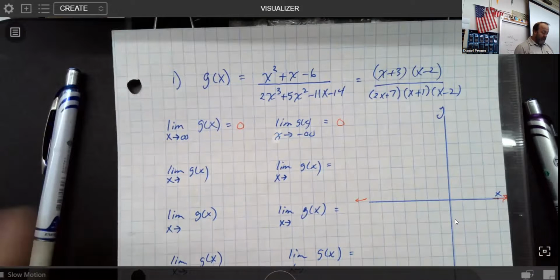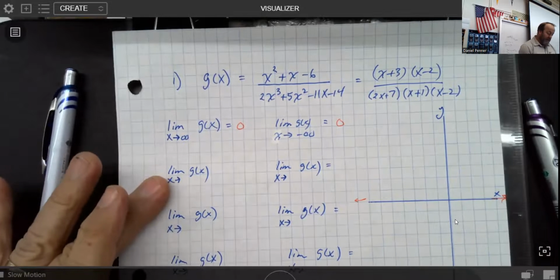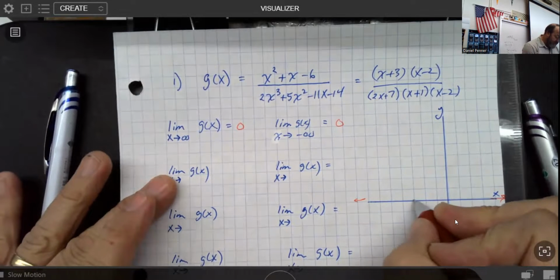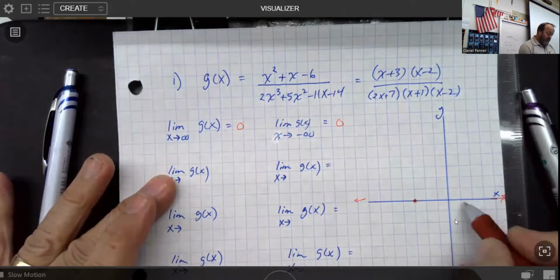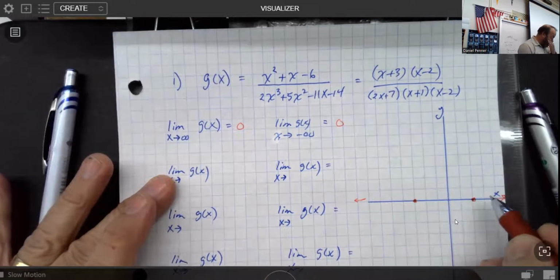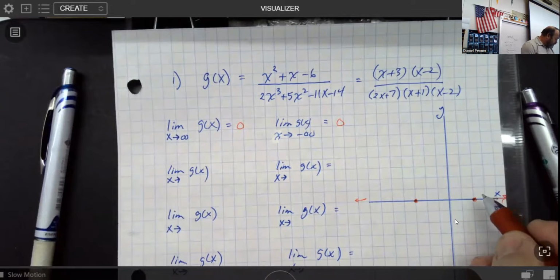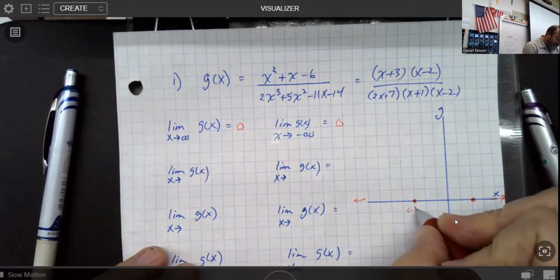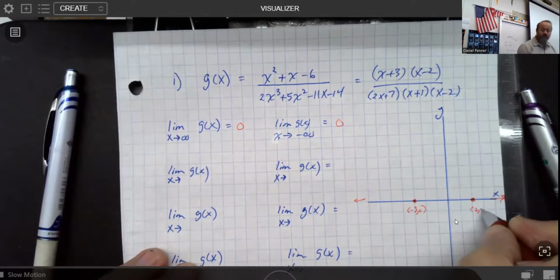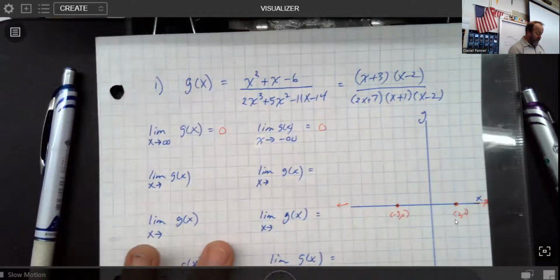For example, I know that this problem has a root at negative 3. That's where the numerator would go to 0. There's also a root at the number 2, so I have that value. Maybe I could even write that right underneath here: negative 3 gives me 0 and 2 gives me 0. Those roots are fairly nice, easy values to get.